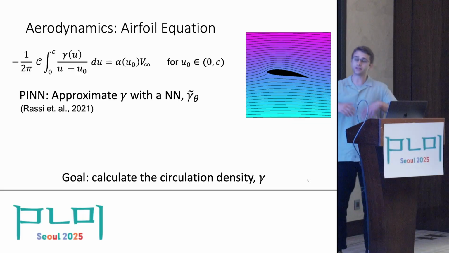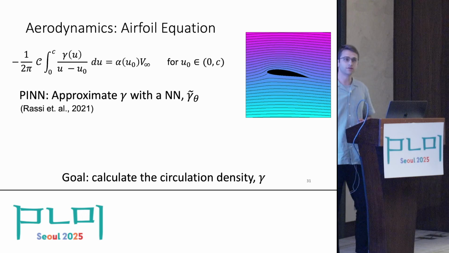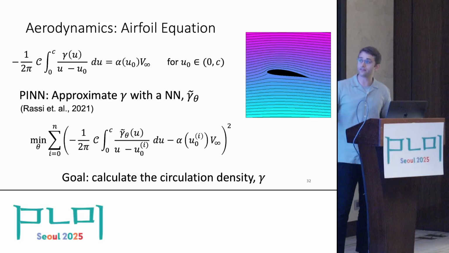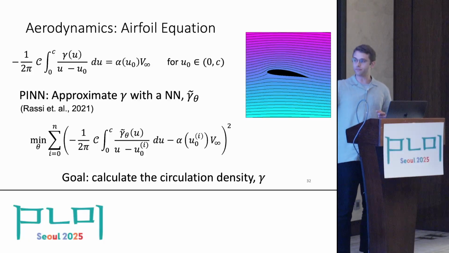And one way to solve this problem is with these physically informed neural networks, where we approximate gamma with a neural network, gamma tilde theta. And then we have a loss that's basically for a bunch of u-naughts, we're going to take the difference between the left-hand side and the right-hand side squared, so that at the minimum of the loss, the equality holds.